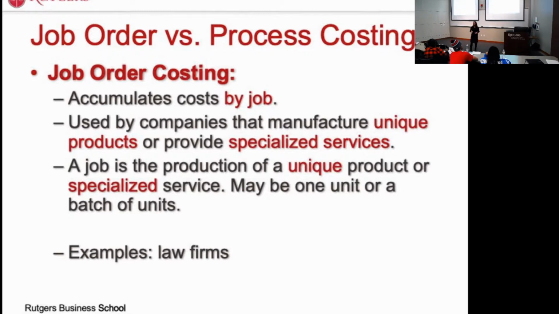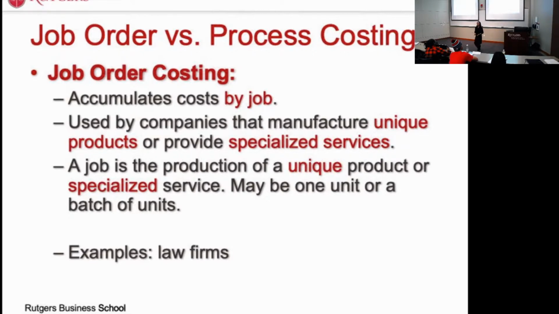What else? Victor. Barbershop. Yeah. Everyone has a different head shape, right? Those are good examples, right? So as long as the firm is making some unique product or delivering specialized services, then it's highly possible, or in most cases, the job order costing system is used in this kind of firm. Okay, so that's job order costing system.